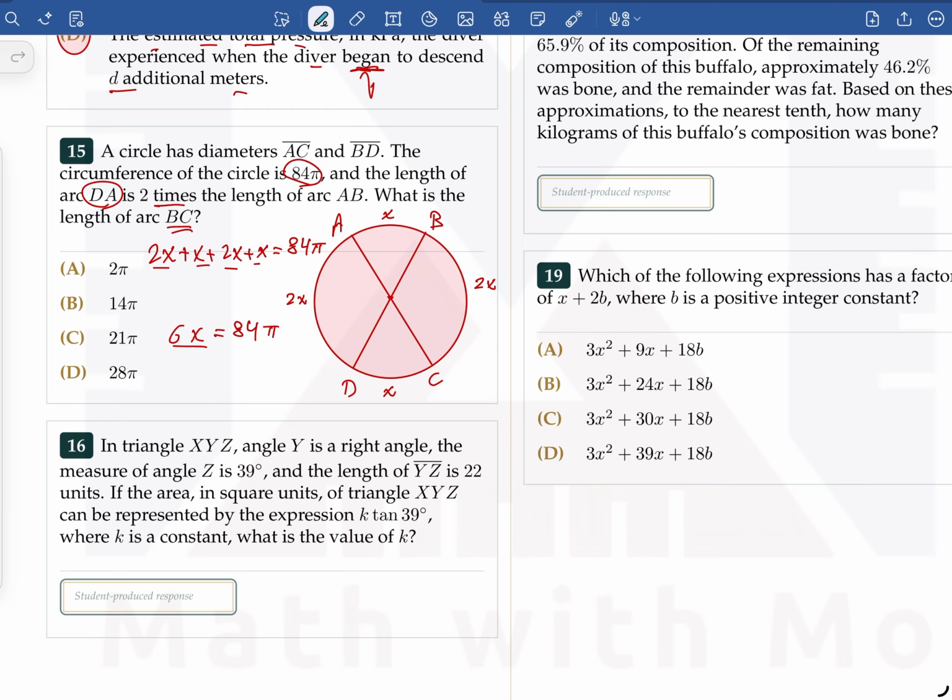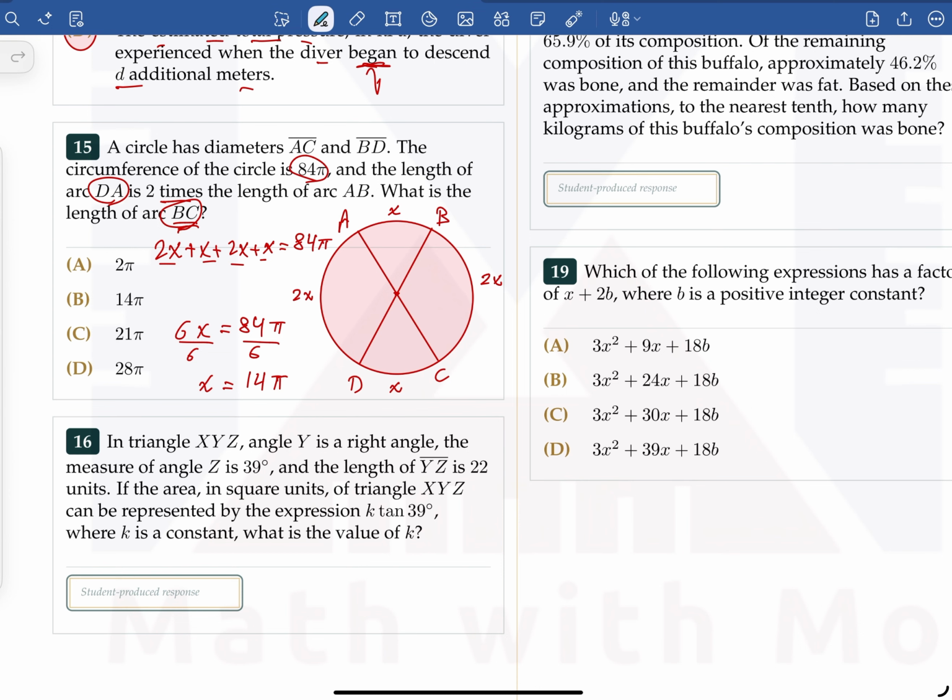And now we divide by 6 to get x. And x here is equal to what? X will be equal to 14 pi. But this does not mean we choose 14. No, because we need BC, and BC is not x. BC is 2x. So BC is equal to 2x, and x is 14 pi. So we multiply 14 by 2 to get 28 pi, which is letter D.